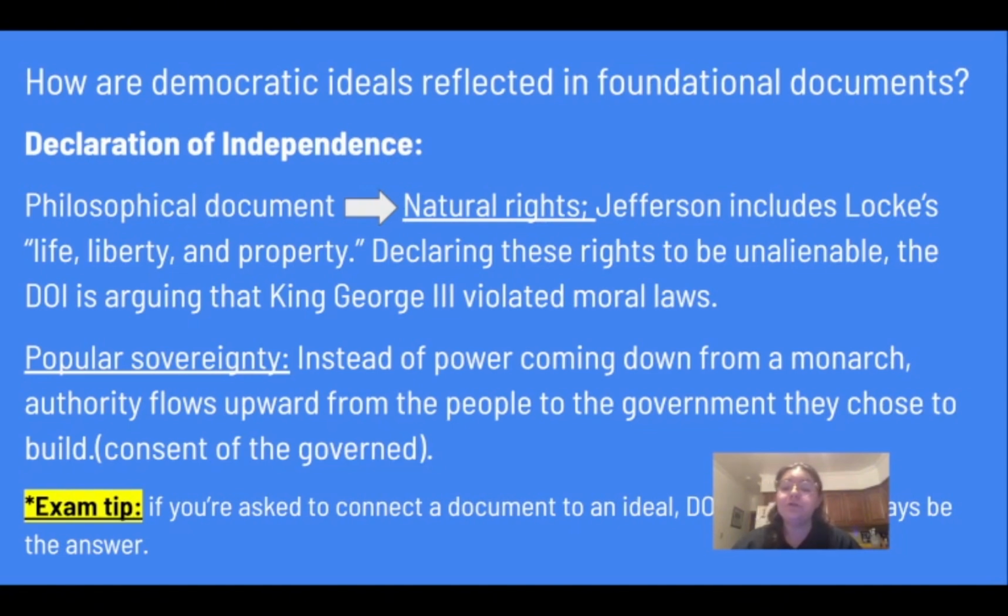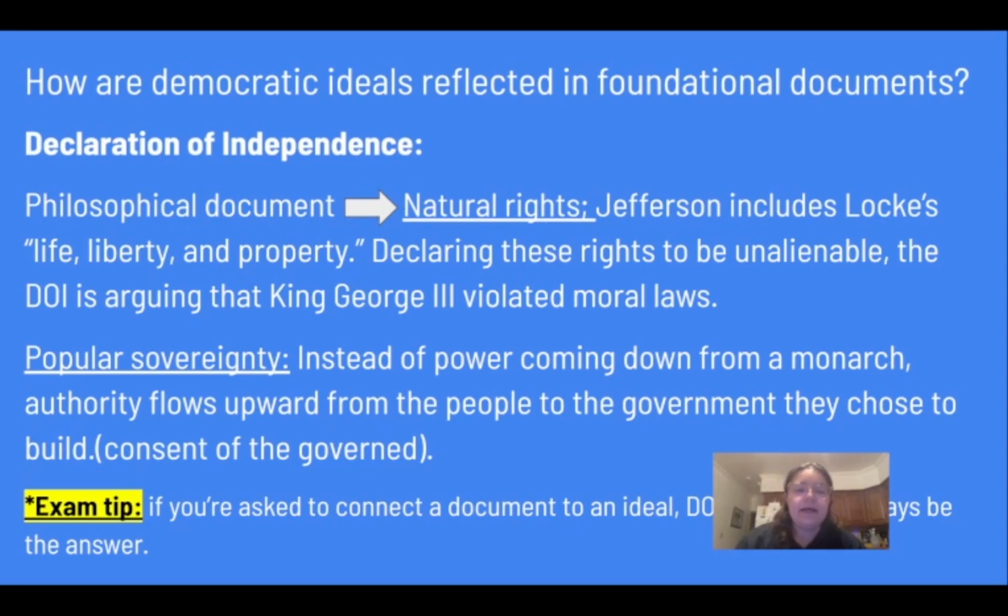So we see natural rights. Jefferson includes Locke's famous life, liberty, and property, or rather pursuit of happiness, and declares these rights to be unalienable, meaning they can't be taken away. They're given to you by God. And really, the Declaration of Independence is arguing that King George III violated these moral rights by not allowing the colonists to have life, liberty, and property, or pursuit of happiness.